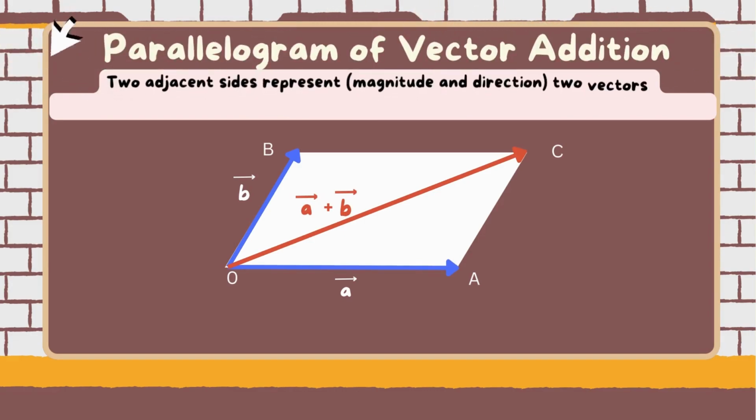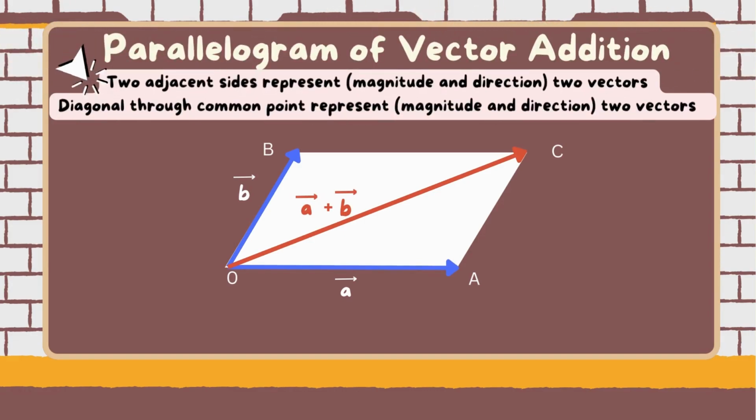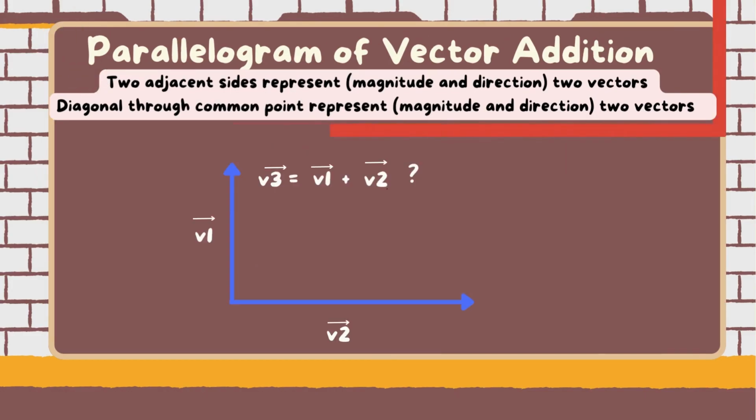This is known as the parallelogram law of vector addition. Take a moment and have a look at it. Now let's get back to our example. Can you apply this law here to find the boat's actual velocity v3?